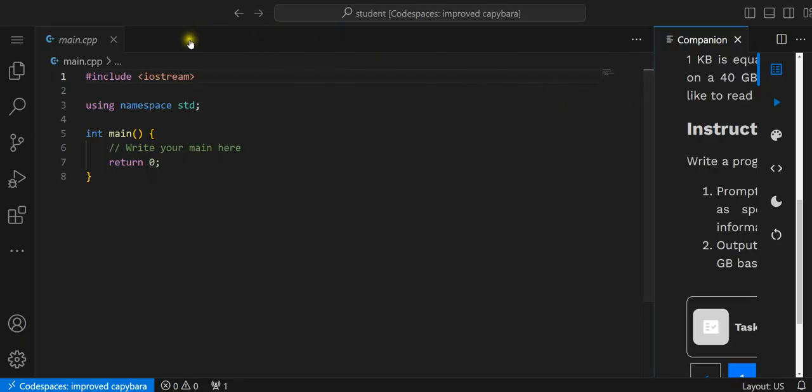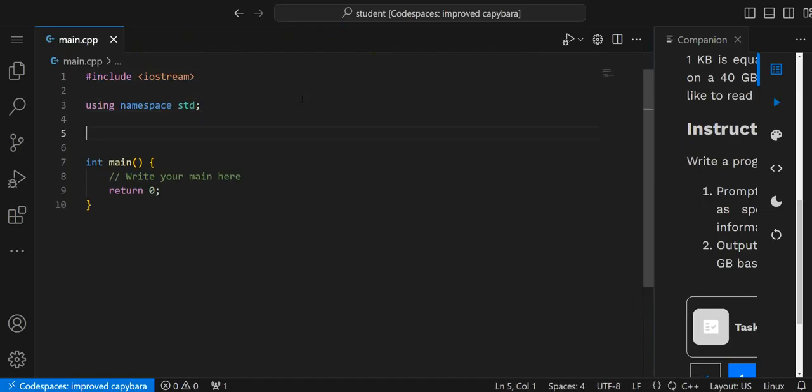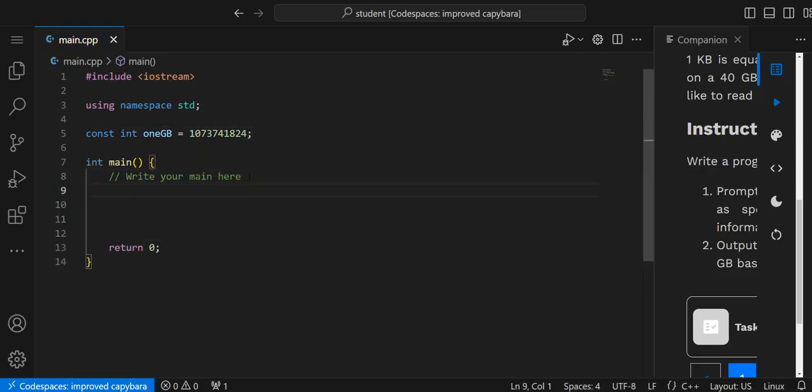Since we have a constant, as they explain, we'll put it up here and declare it as a constant integer, and initialize 1 GB equals 1,073,741,824. Semicolon. Now let's go down and make room for our program text.